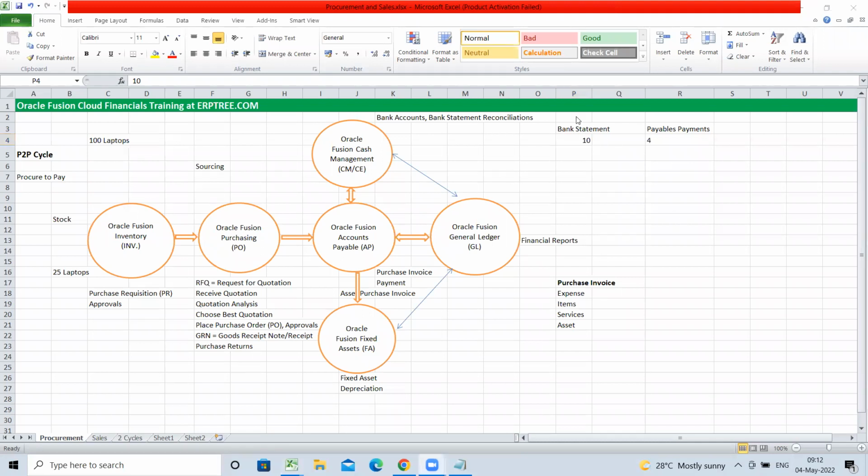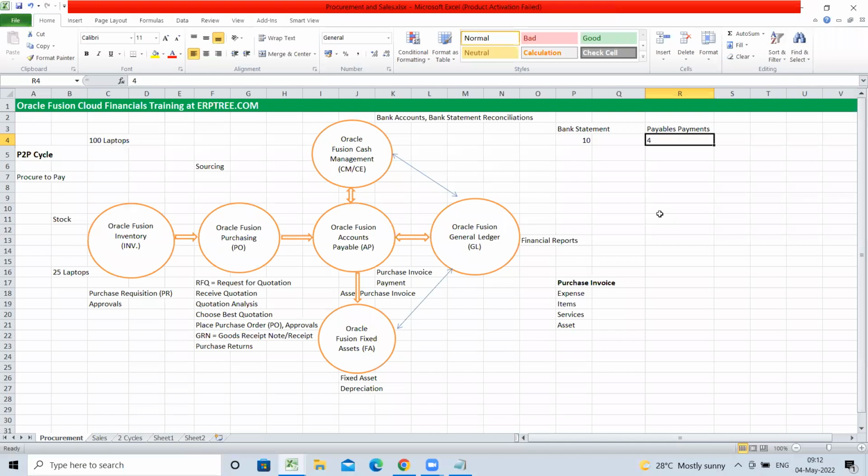So the bank statement shows 10 payments processed, but the payables department is showing 4 payments only. They processed 4 payments only. So there might be the case where they issued the checks. 4 payments they recorded in the system. The remaining 6, say they issued the checks, they might have forgotten to enter in the application. That could be the reason.